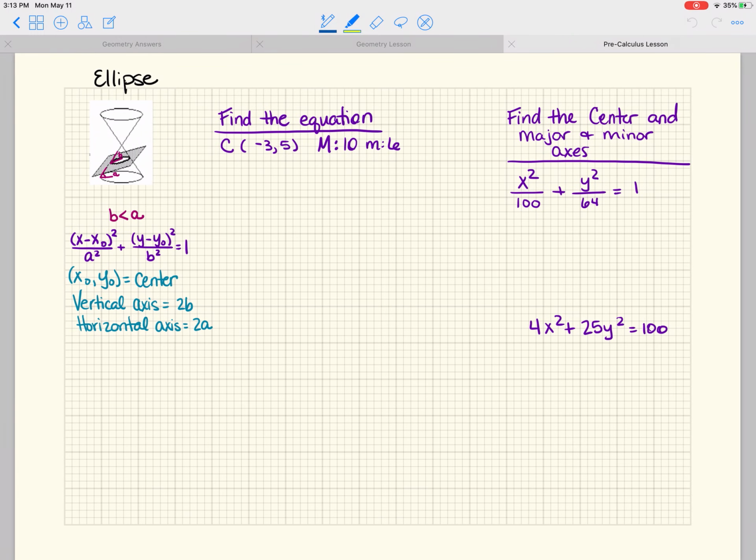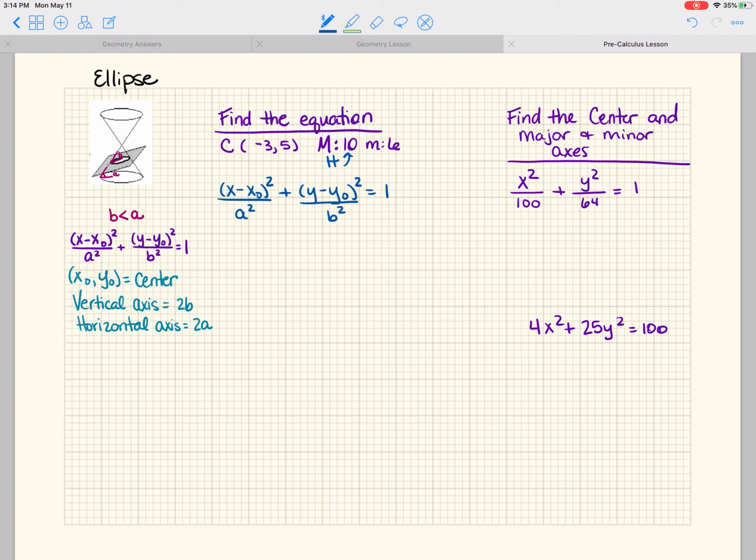All right, for our ellipse, we're going to make the horizontal the major axis. So we want to find the equation of an ellipse that has a center at negative 3, 5. The major axis, meaning the longer distance, is our horizontal, and our minor axis, the smaller distance, is our vertical. So in our equation, we need to figure out what each of those parts are.